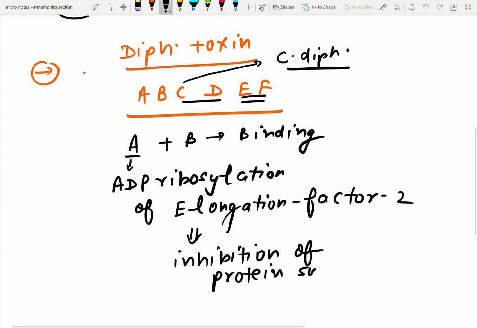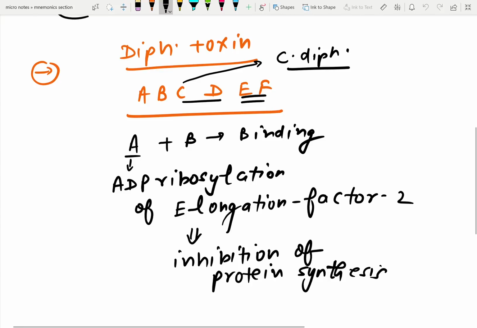Okay. So you can very well remember this, A, B, C, D, E, F. A is ADP ribosylation. These are components A and B. B helps in binding. A is ADP ribosylation of elongation factor 2, this EF, and this is for CD, that is Corynebacterium diphtheriae. Fine. So remember this particular stuff also.